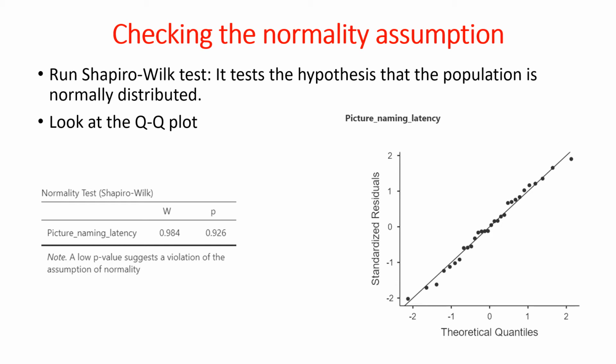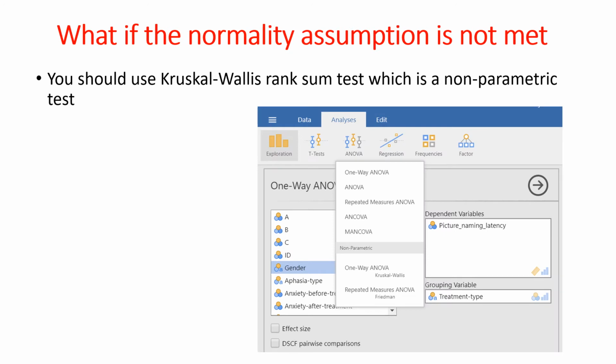So our data is not suffering from normality issues; it is okay when it comes to normality of distribution. However, if the normality assumption is not met, you need to use a non-parametric version of one-way between-subject ANOVA, which is the Kruskal-Wallis rank sum test. It is just the same. You just click on the ANOVA tab and then this menu comes up.